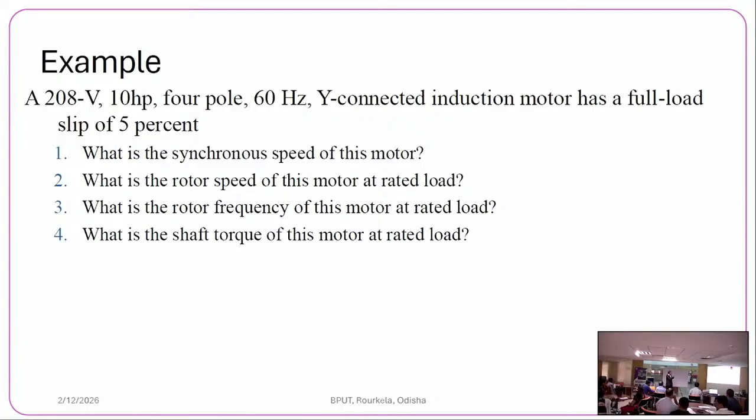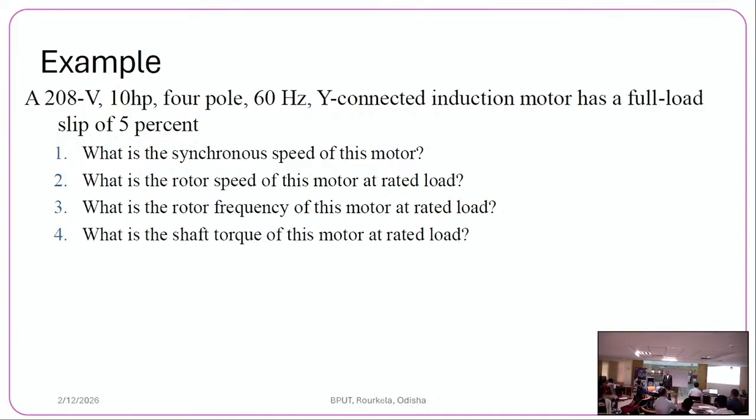Another thing: here 10 HP means it is the full load torque. So this full load slip is 5%. Usually the machine defines the speed; here it does not define the speed, it defines the slip. Slip is dependent on the load, it is not fixed. At full load you get one slip, with no load you get another slip, and with part load you get a different slip. So the full load torque is 10 horsepower, and the corresponding full load slip is 5%.